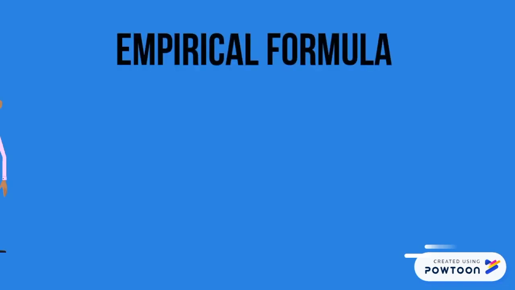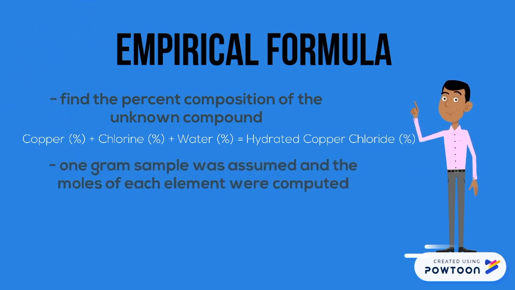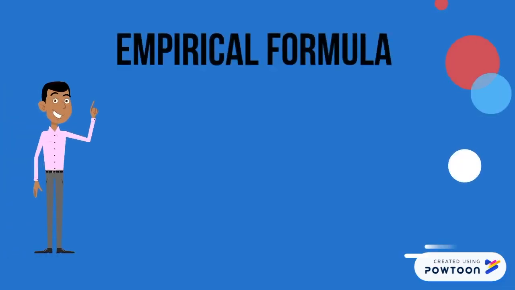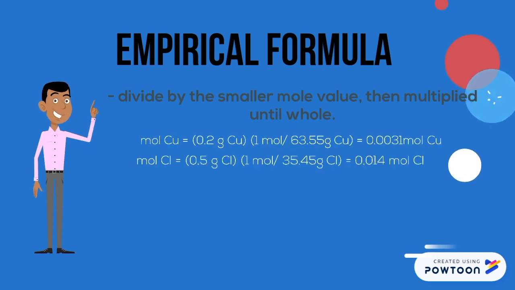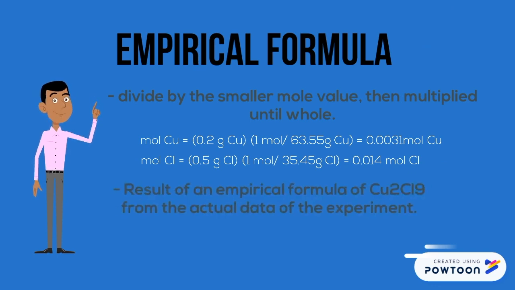The first step is to find the percentage composition of the unknown compound. After this, a 1 gram sample was assumed and moles of each element were computed. Once the moles of copper and chlorine, respectively, were computed, they were both divided by the smaller mole value, then multiplied until whole. This resulted in an empirical formula of Cu2Cl9 from the actual data of the experiment.